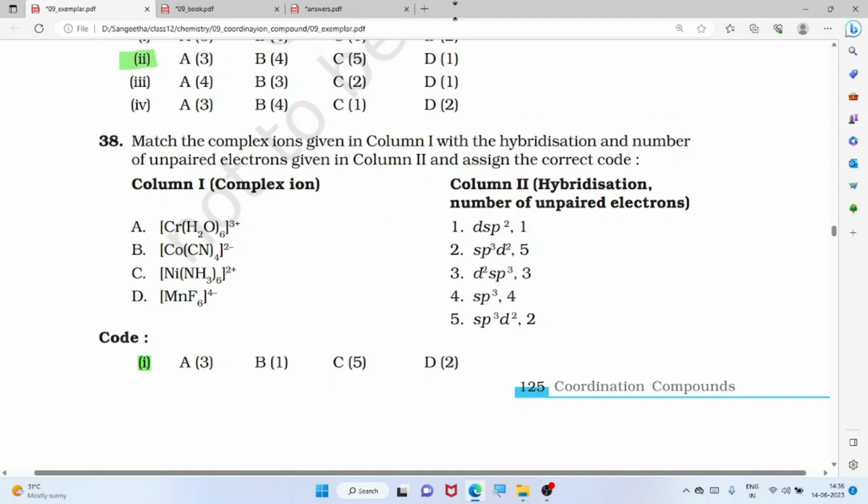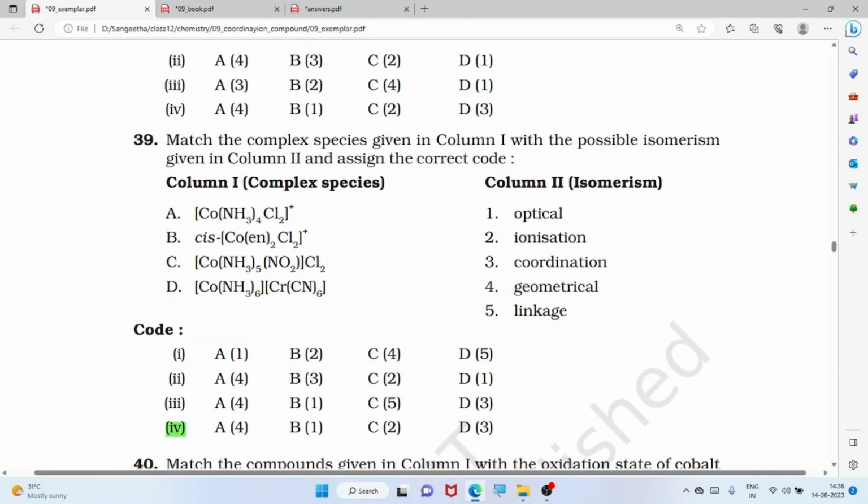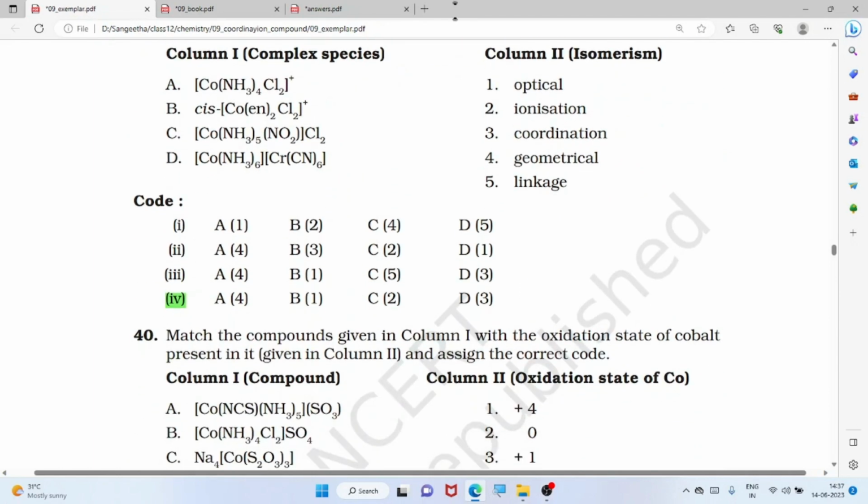Match the complex given in column 1 with the hybridization and the unpaired electrons. So you can find out the oxidation state and draw the d orbital diagram, then find the number of unpaired electrons and the hybridization. So this is the answer. Match the complex with the possible isomerism, and this is the answer. So you can find out this.